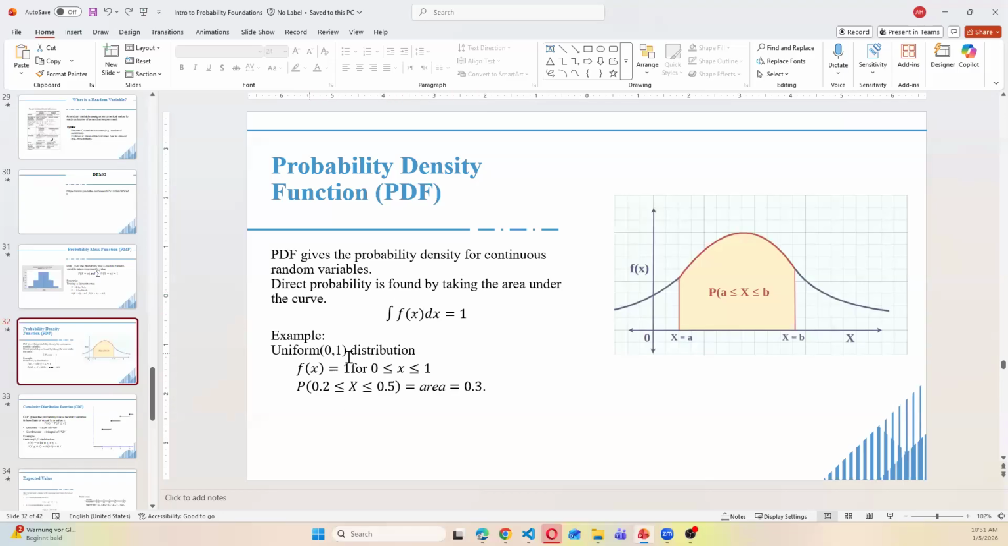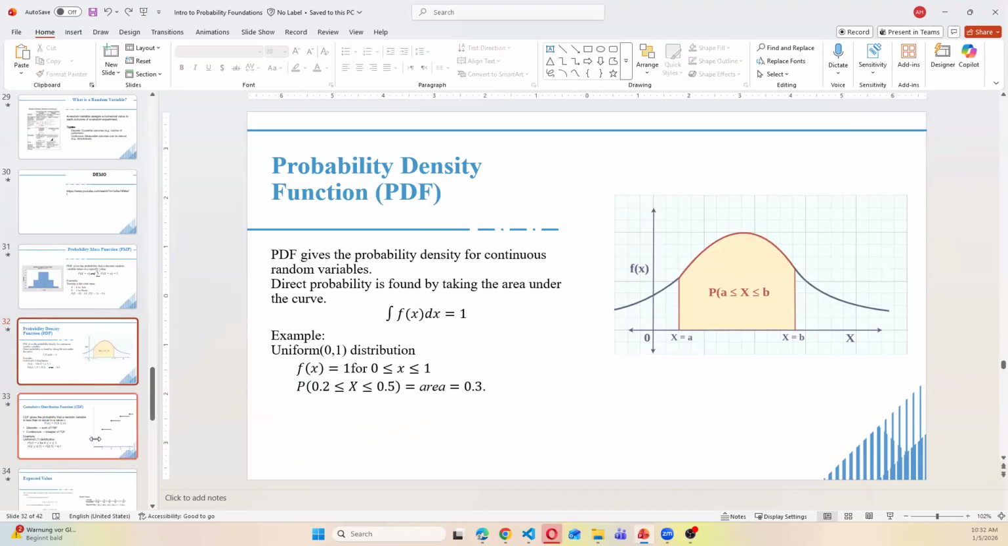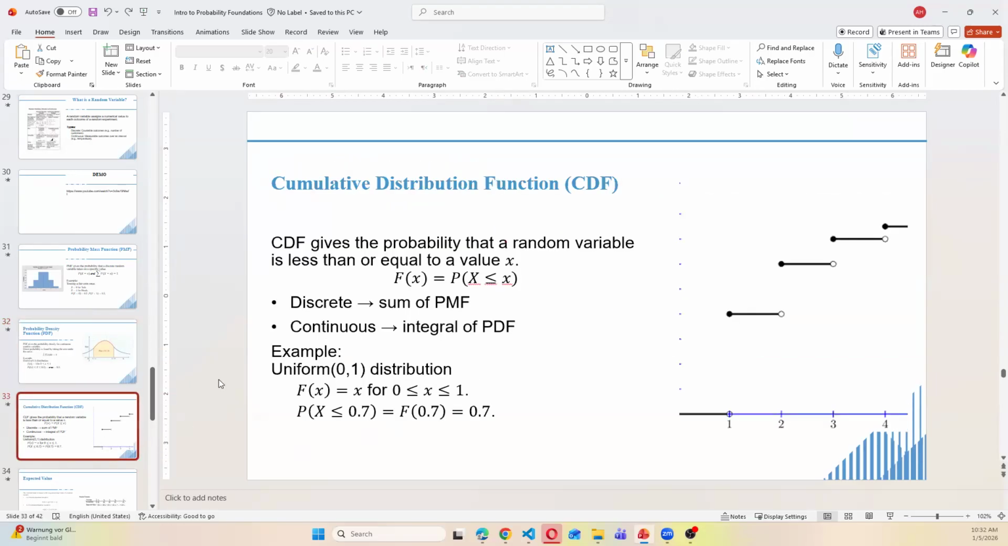So the uniform distribution on 0 to 1 is just like this: the probability density of x is 1 for x greater than or equal to 0 and less than or equal to 1. So the probability of x between 0.2 and 0.5 is, because it is random, there is no other thing, so you can say 0.5 minus 0.2, which is 0.3. So this is the area, because it's a uniform.